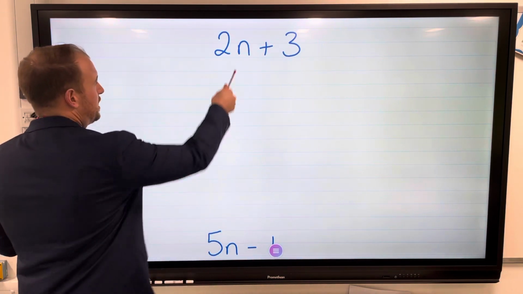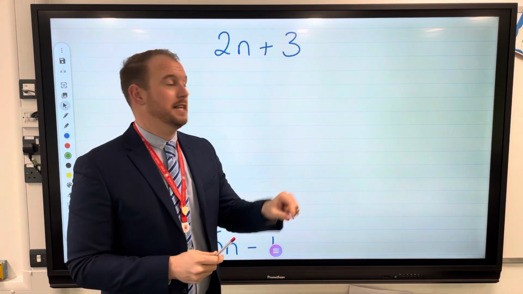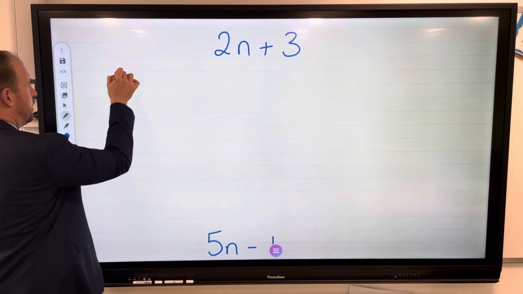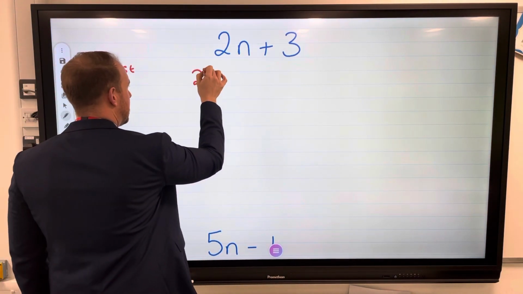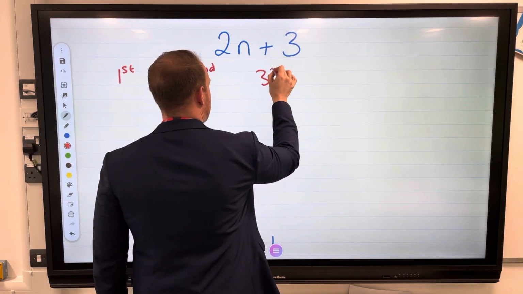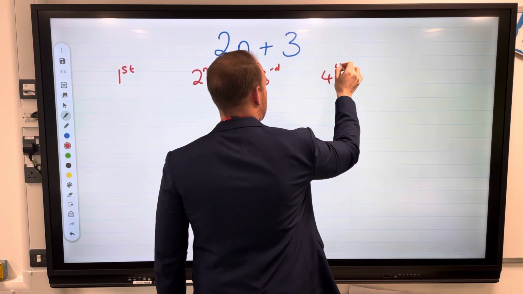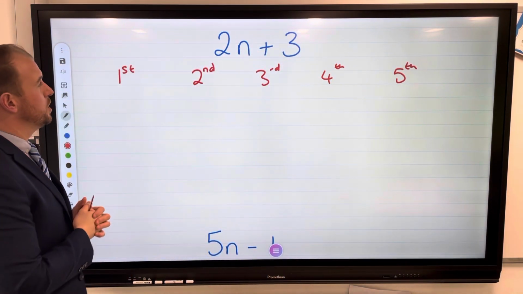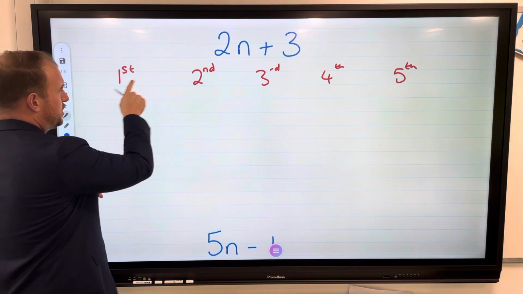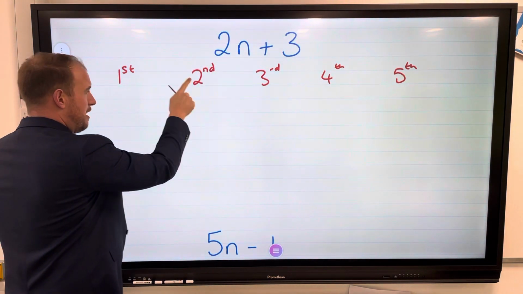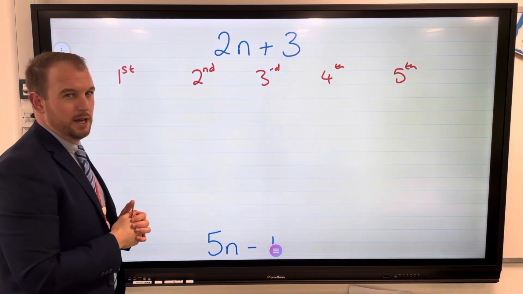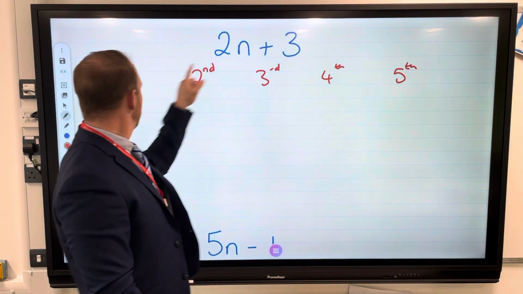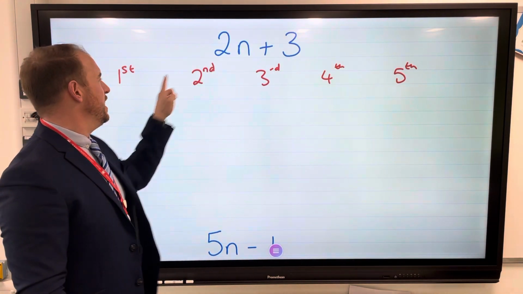Okay, so this n stands for the number of the sequence. So we're going to be looking for the first number, second number, third, fourth, and the fifth. Basically, for each of these, n is going to be represented by this number here. As I said, that n is the number of the sequence. So for the first term, n would be 1.